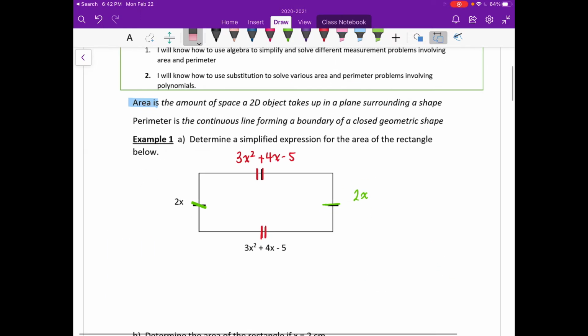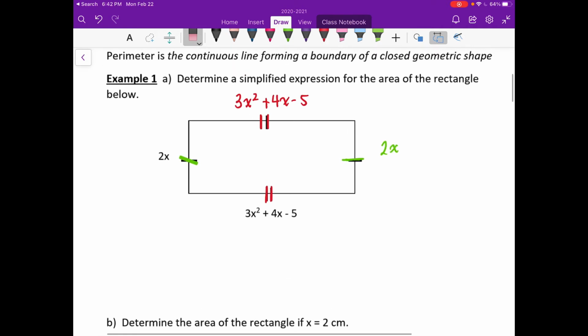All right. So it says, determine a simplified expression for the area of a rectangle. Now what we're going to be doing is taking everything we learned. We're going to know how to collect like terms, how to use our exponent laws with literal bases, and how to use the distributive property, right? And now we're going to apply all of that to something we've already talked about before, perimeter and area. So we're expanding on our previous knowledge.